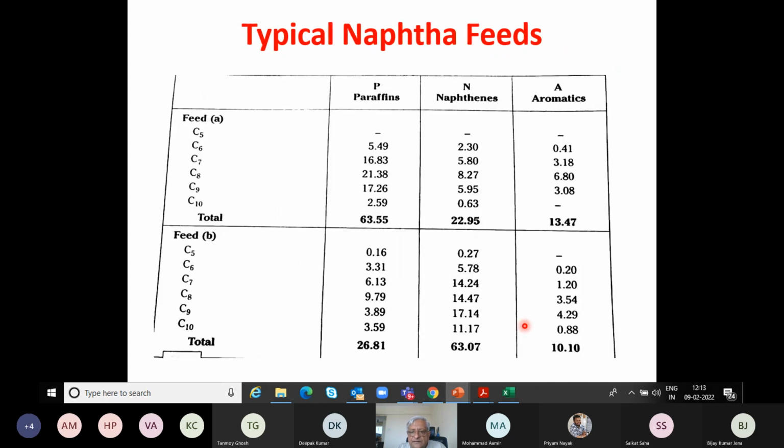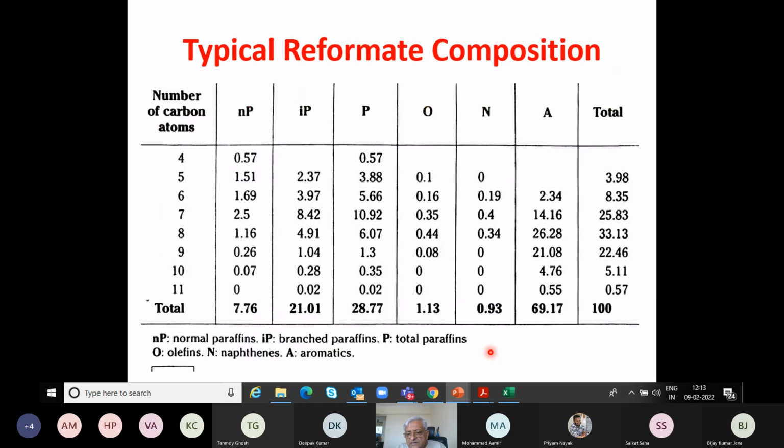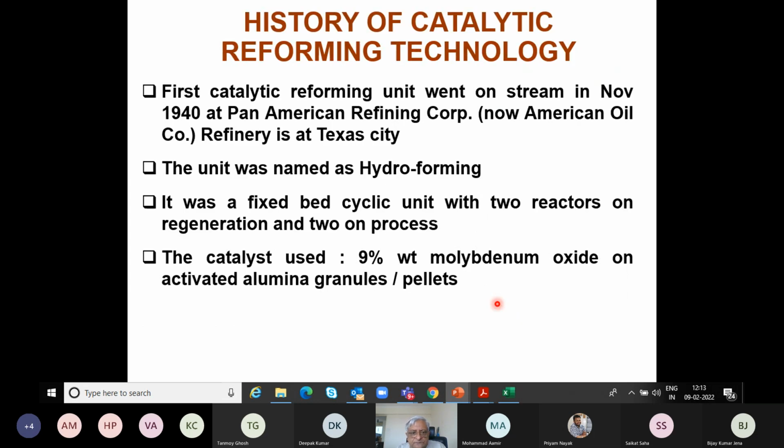But there's a big difference between the naphthenes and the aromatics. If you compare that with here, here it was roughly equal, and here we still have a significant quantity of naphthenes, but there is no naphthene here. So any particular naphtha composition which has very close to zero naphthenes, you can be rest assured that it is coming from a reformer. So this is a signature, so to say, of a catalytic reforming unit.